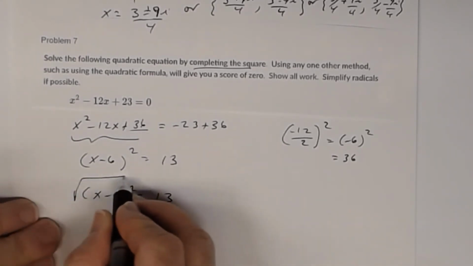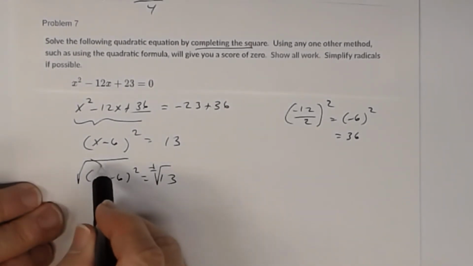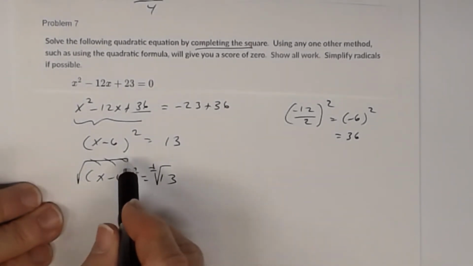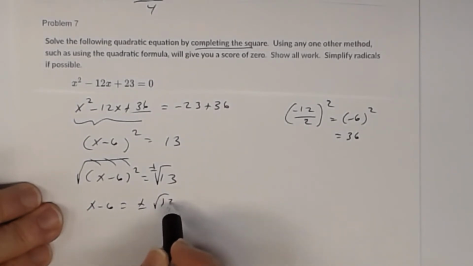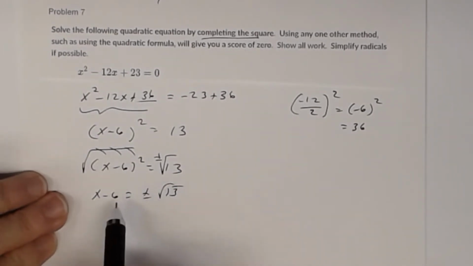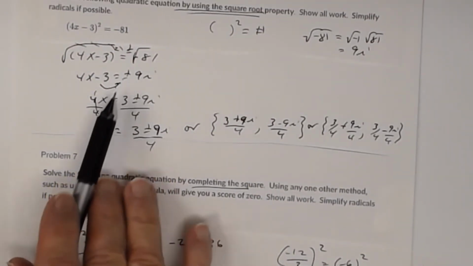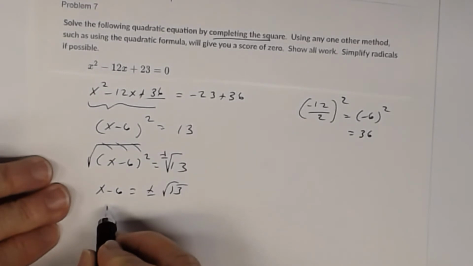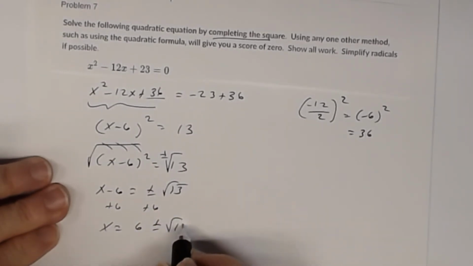And then I'm going to take the square root of both sides. Don't forget the plus or minus. All right, and so the square root and the square undo each other, so you get x minus 6 equals plus or minus square root of 13. Now, since these are irrational solutions, we're going to write in compact form like we did the complex solutions. And so I'm going to add 6 to both sides, and so I get x equals 6 plus or minus the square root of 13.